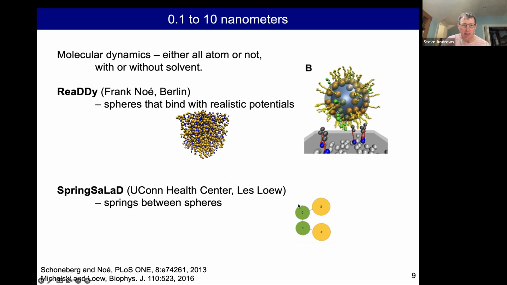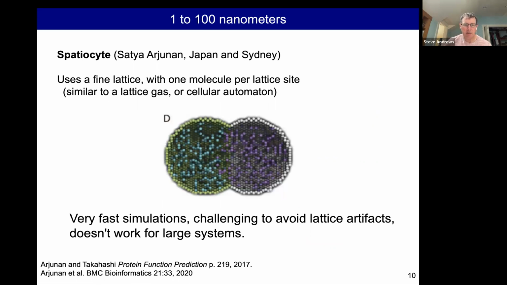At a larger size scale, we have Spatiocyte by Satya Arjunan. It models space as a very fine lattice, and every lattice site is either empty or has some protein or other molecule in that site. It's not like a lattice gas or some automaton, if you know those things. It's very, very fast for simulating, but challenging to do accurately because of lattice artifacts. But he does a good job with it and has worked it out really well with good simulations, again for a fairly small size scale, 100 nanometers.